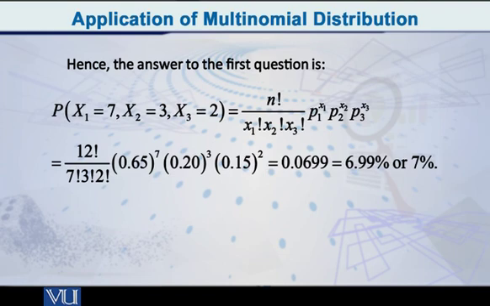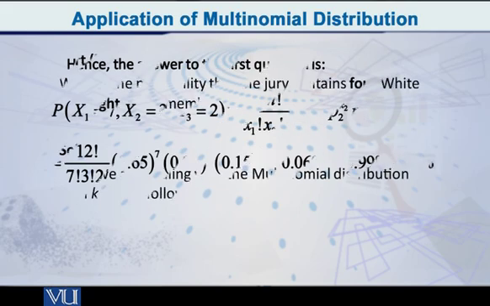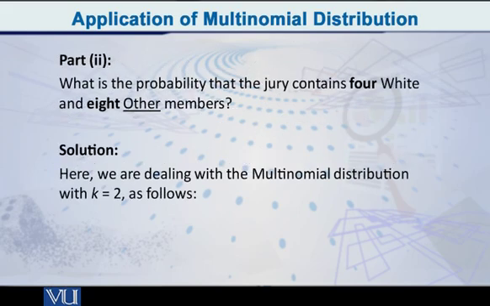Just solve it, and what's the answer? The answer is 0.0699, yani 6.99% or 7%. So this is the answer to this first part of the problem. Now let's look at the second one. Second में हमें कहा गया कि what is the probability that the jury contains 4 white and 8 other members.